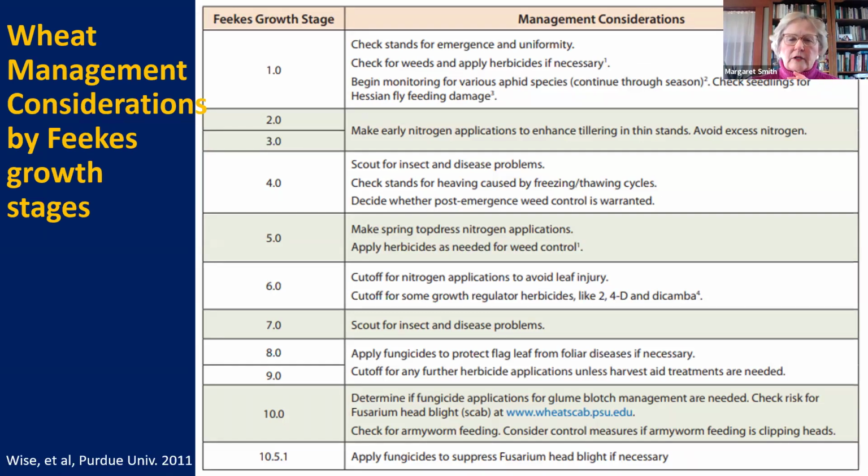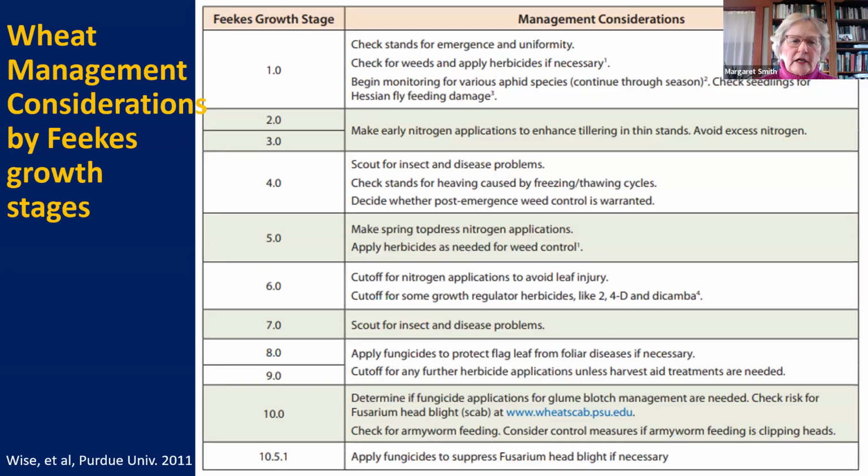So I'm just going to leave this on the screen just a little bit. Do you look at the Feekes growth stages? And here we're giving you whole numbers, but just some of the important management considerations that go on at the different stages. I talked about early nitrogen applications early on to enhance tillering, stages 2 and 3. That's still in the leaf formation and tillers are starting.